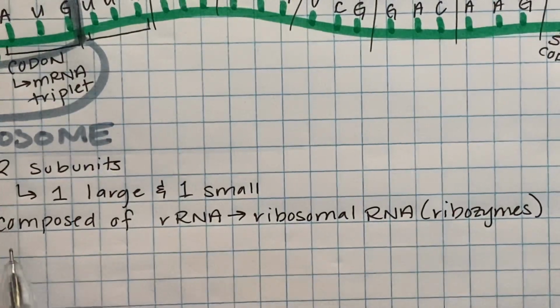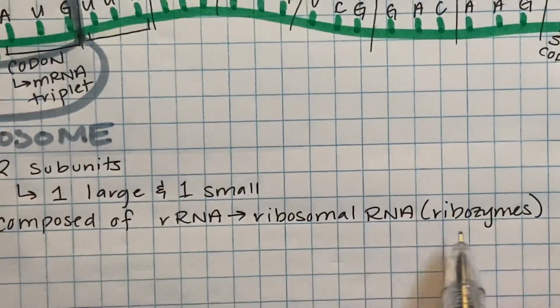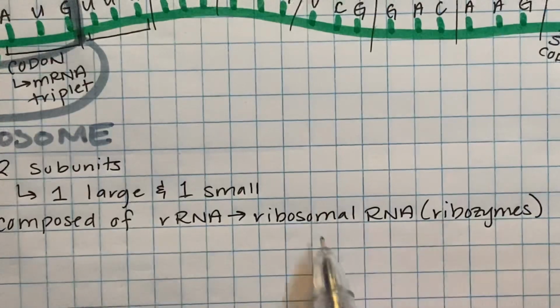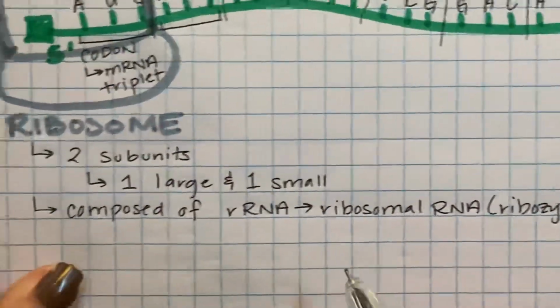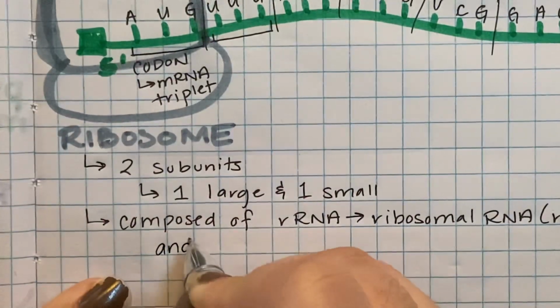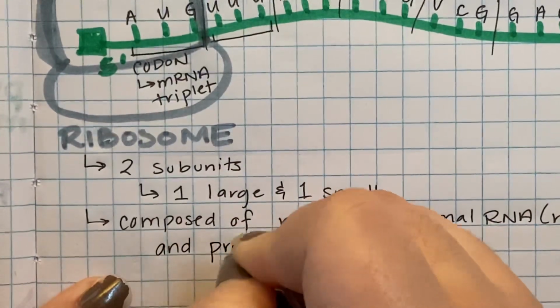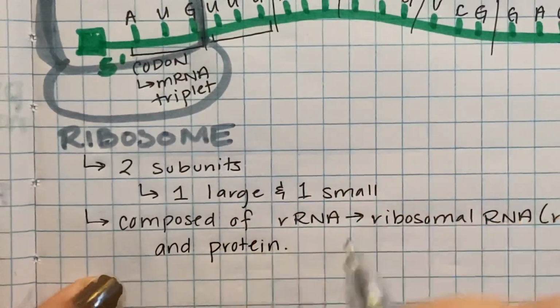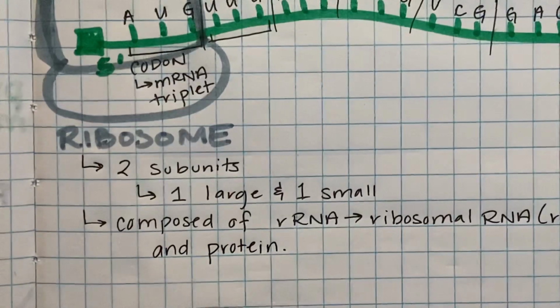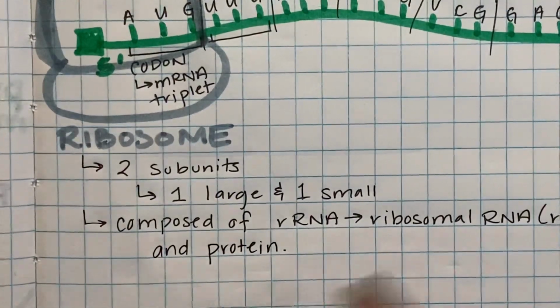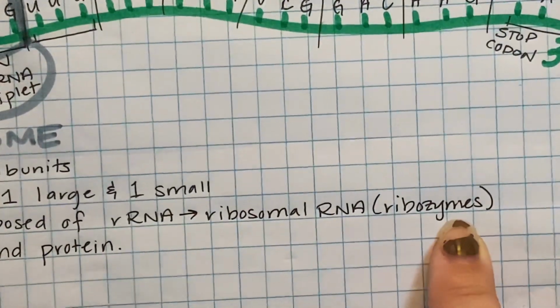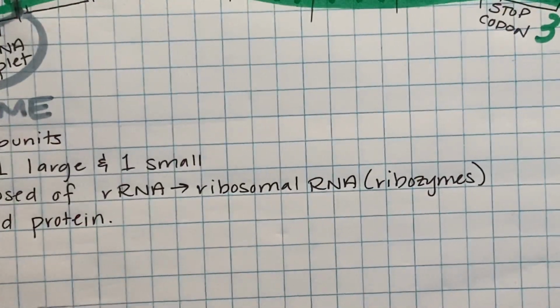Okay, so it's composed of rRNA, which is these ribosomes. They catalyze the production of our polypeptide, and it's also made of straight up protein. So it's a complex of protein and RNA wound together. And then pieces of the RNA will be these catalysts that catalyze the production of our polypeptide.